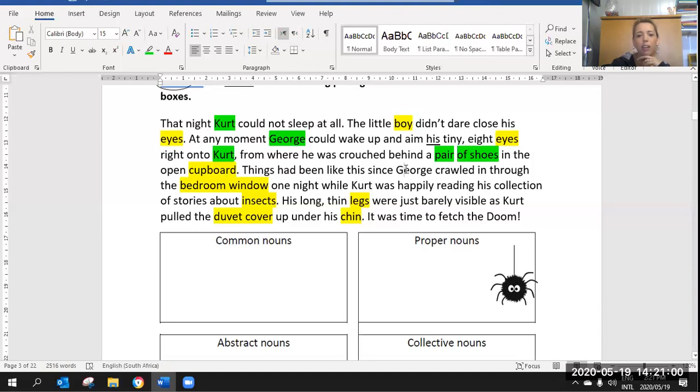"Things have been like this since..." Okay, so we've already written George. "George crawled in through the bedroom window one night while Kurt," we've already got Kurt, "was happily reading his collection of stories about insects." And there's another Kurt, I see.